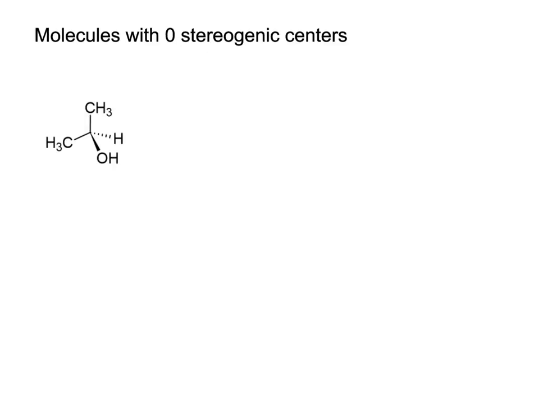Now that we've reviewed what a stereogenic center is, let's take a look at a couple different examples. We're going to start with molecules with 0 stereogenic centers. You can see in this drawing here that I have 2 methyl groups on the central carbon, meaning that we do not have a stereogenic center.